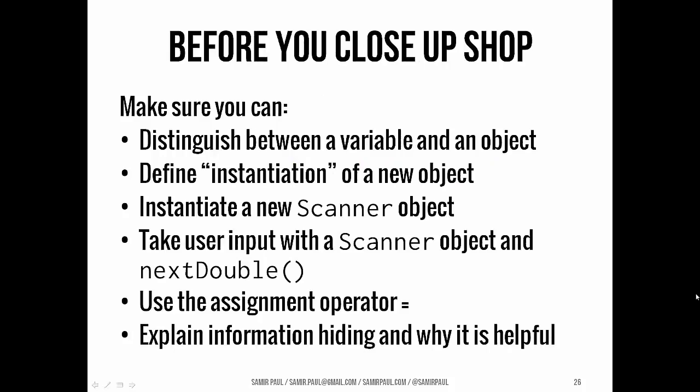Okay, so before you close up shop, a couple of things I want to make sure you understand. Go back through and look at the slides. Go back through and re-listen to the video if you need clarification. We want to make sure you can distinguish between a variable and an object. Want to make sure you can understand and define what instantiation is when you instantiate a new object. Want to make sure you can actually instantiate a new Scanner. We want to take user input with a Scanner object and the nextDouble method. Want to make sure you can use the assignment operator. And tell me what information hiding is and why it is helpful.